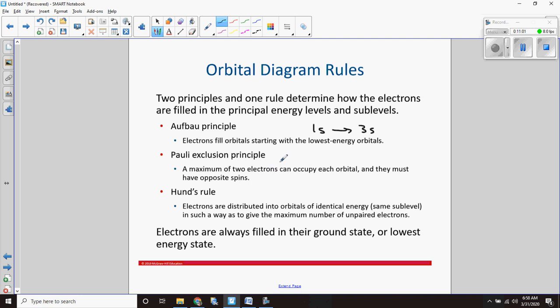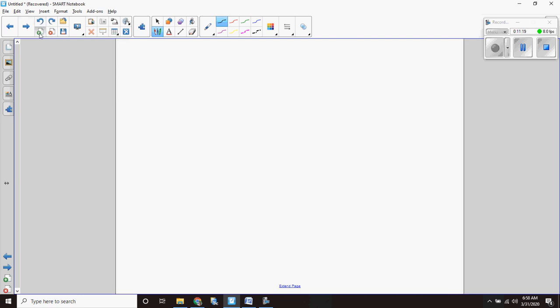Pauli exclusion principle is something we haven't talked about yet, and I'm going to talk about that next. So Pauli exclusion principle says this: a maximum of 2 electrons can occupy each orbital. So we already know that. We know that an s orbital can have 2 electrons, but they must have opposite spins. So let's talk about that a little bit.